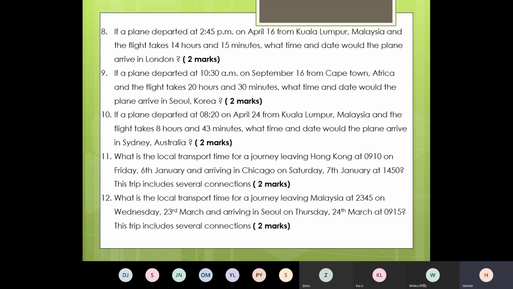Okay, so question 8. Try. If a plane departs at 2:45 p.m. on 16 April from Kuala Lumpur, Malaysia and the flight takes 14 hours 50 minutes, what time and date will the plane arrive in London? So what time does it arrive in London?